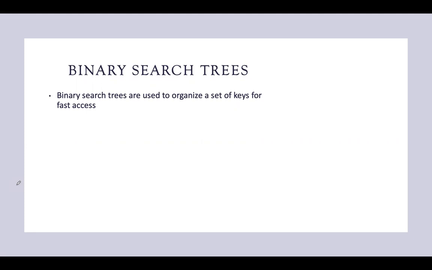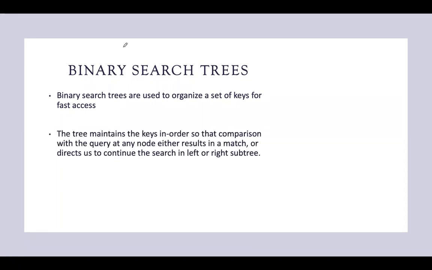If you know binary trees, you all know. A binary search tree is nothing but the keys, whatever we are searching for. If we organize them in the tree format, then searching will be faster. The tree maintains the keys in order so that comparison with the query at any node either results in a match or directs us to continue the search in the left or right subtree.